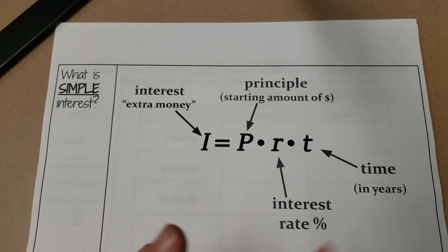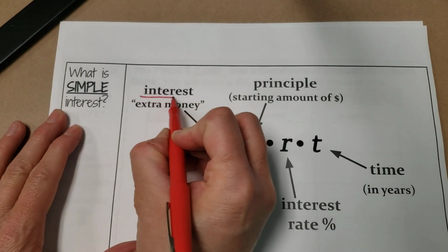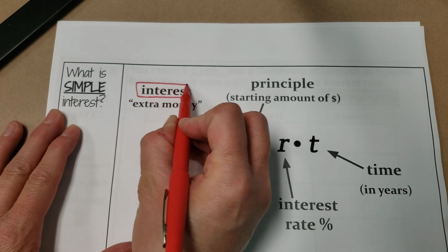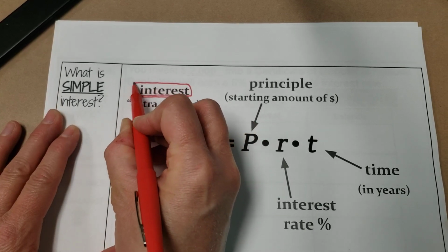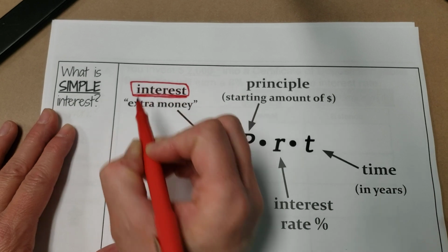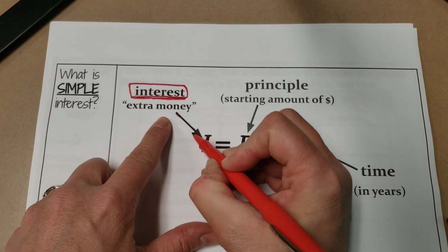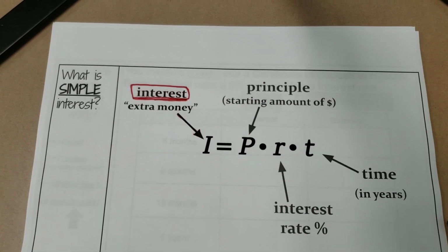So in your notes, can you go ahead and label the I as interest? And remember, interest is that extra money that either you earn from the bank by keeping your money in the bank or money that you'll have to pay to borrow from the bank. So we'll put an arrow pointing right here to I for interest.